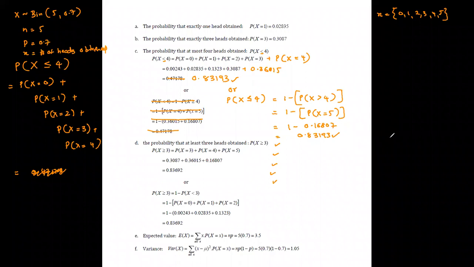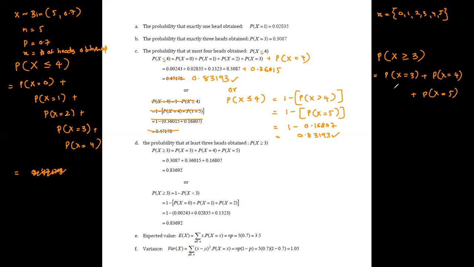And if you move to the next part, it asks us to calculate the probability of at least three heads obtained. At least three heads obtained means we need to identify the probability of x greater than or equal to 3. In this situation, the possible values are the probability of x equals 3, x equals 4, and x equals 5. Using this concept, we can easily get the values.